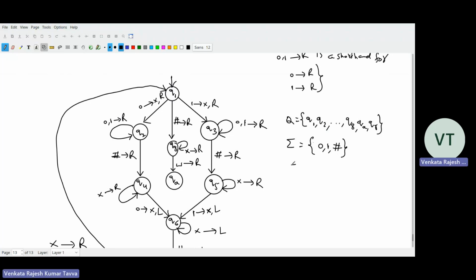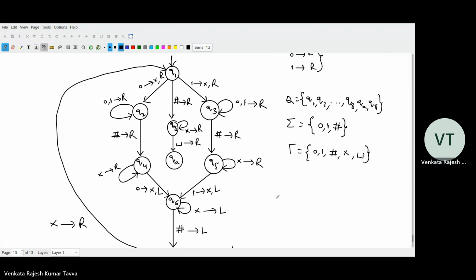And here we don't need to use a marker for the left end of the tape because you are not going up to the left end. You are stopping at the first cross you are seeing, and again you're traveling right. So you don't need to worry about the left end of the tape. For some problems, you need to know the left end; for some problems, you need not. This problem, you need not know the left end. So here, this is 0, 1, hash, cross, and blank.